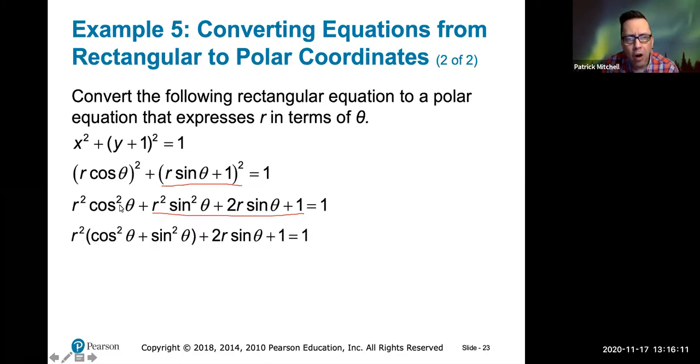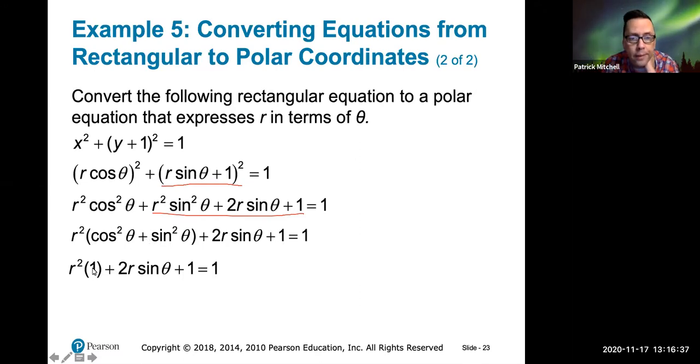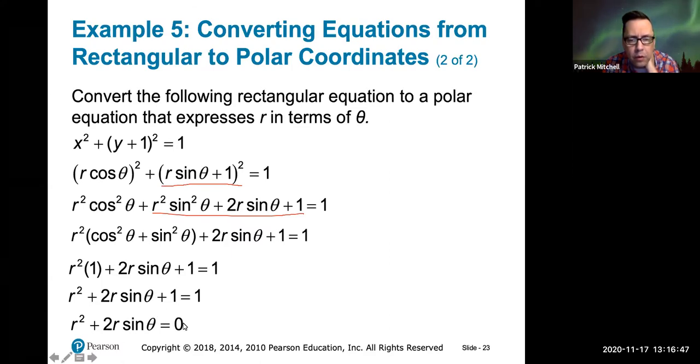Now we're going to factor r squared out of the first two terms. That gives us r squared times (cosine squared theta plus sine squared theta). Hopefully you can see where that part's going. And then we still have the 2r sine theta plus 1 equals 1. All right, and of course cosine squared theta plus sine squared theta equals 1. So that turns into 1. All right, and now we will subtract 1 from both sides. That gives us r squared plus 2r sine theta equals 0.